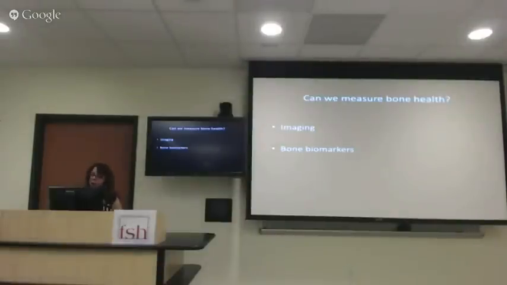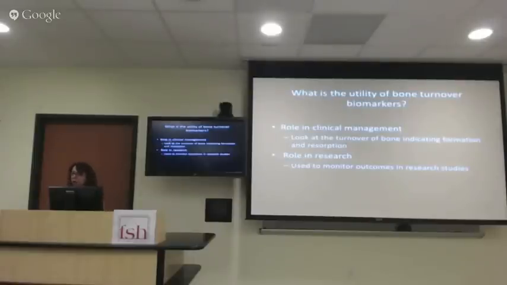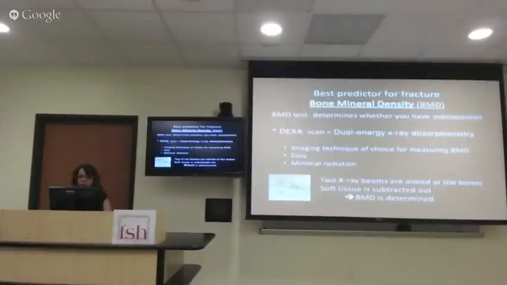So how do we measure bone health? Primarily through imaging, meaning x-rays, as well as blood testing with bone biomarkers. Bone biomarkers are used clinically to look at bone turnover. That means remodeling, to see how fast our bone is being resorbed. We can also use bone biomarkers in research to look at outcomes. However, the best predictor for fracture is bone mineral density, and the best test for looking at bone mineral density is the DEXA scan.